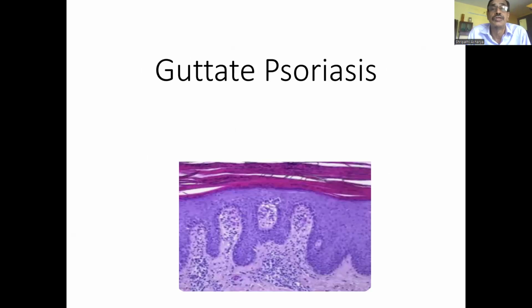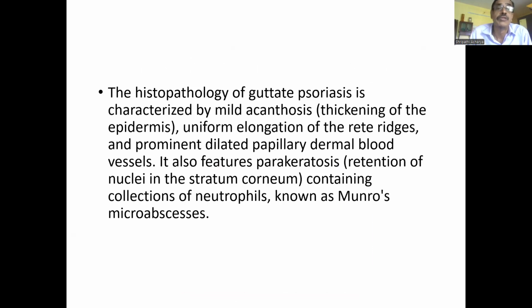Next, guttate psoriasis. The histopathological study of guttate psoriasis. The histopathology of guttate psoriasis is characterized by mild acanthosis, thickening of the epidermis, uniform elongation of the rete ridges, and prominent dilated papillary dermal blood vessels. It also features parakeratosis, retention of nuclei in the stratum corneum, containing collections of neutrophils known as Munro's microabscesses.